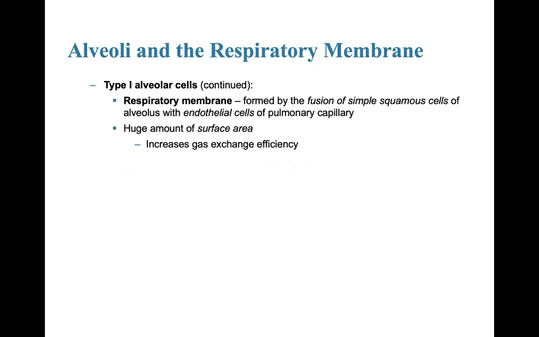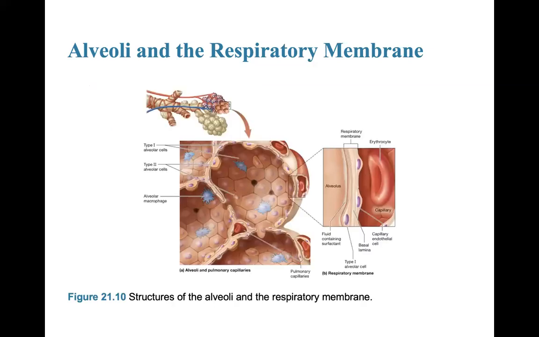The respiratory membrane is formed by the fusion of the simple squamous cells of the alveolus with the endothelial cells of the pulmonary capillary. There is a huge amount of surface area, which increases gas exchange efficiency. Each lung will have approximately 150 million alveoli for a total of 300 million alveoli, and this just gives you an enormous amount of surface area there. So this is that respiratory membrane there.